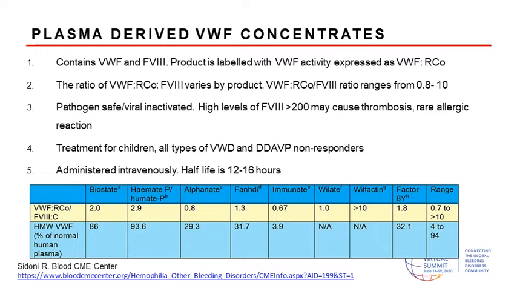We have a bunch of plasma derived concentrates. They're very safe, they are pathogen virally inactivated, and they have variable levels of factor 8 and ristocetin cofactor. So you can choose which one you want. If you want a higher level of 8, you can choose some product. And if you want a 1:1, you can choose some product.